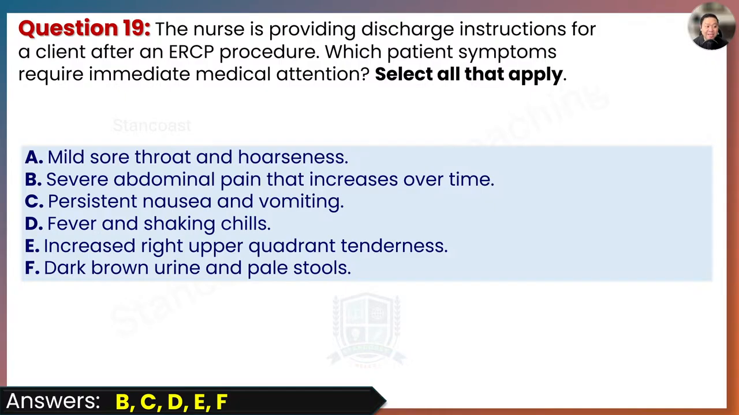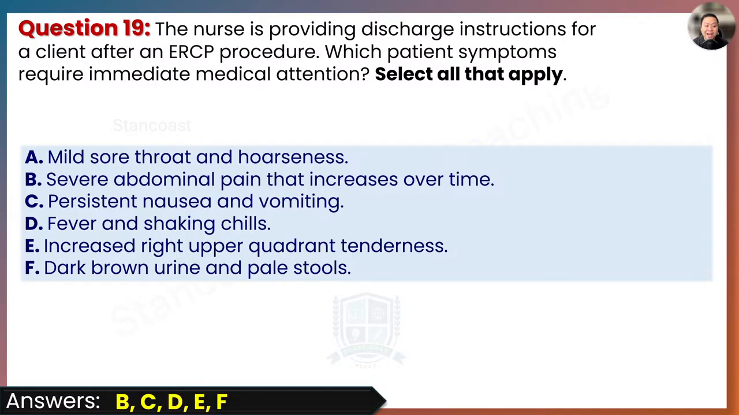We also have letter E, increased right upper quadrant abdominal tenderness. So this is also reflecting worsening bile duct obstruction. Maybe there is gallbladder perforation or infection. And letter F, this is indicating biliary obstruction or liver dysfunction. There is that brown urine, darkening of the urine, and pale stool.